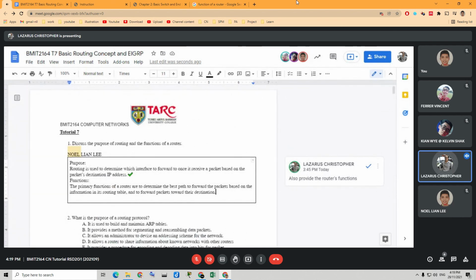I go back to question number 1. I refer back to the functions to determine the best path, based on the table. That's correct. All packets towards the destination. Correct.